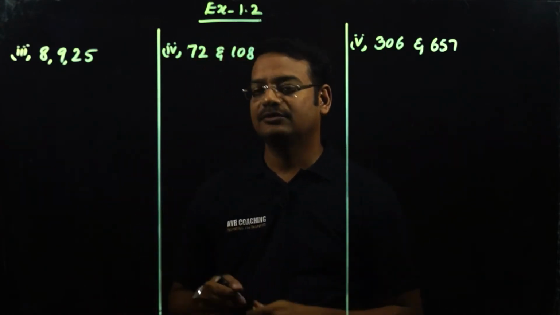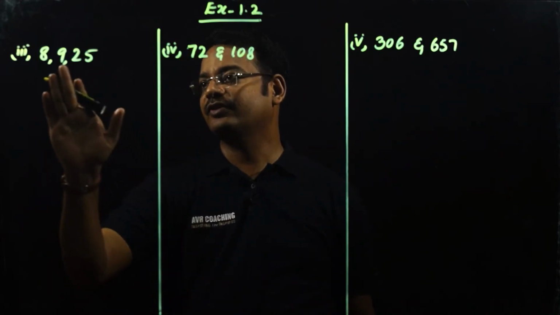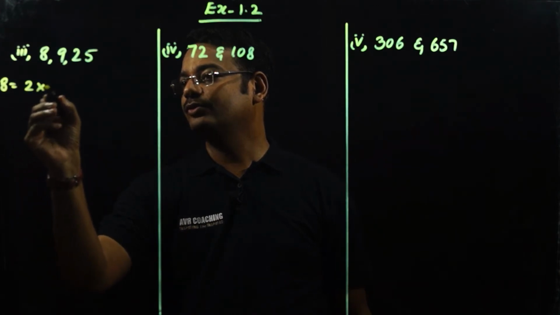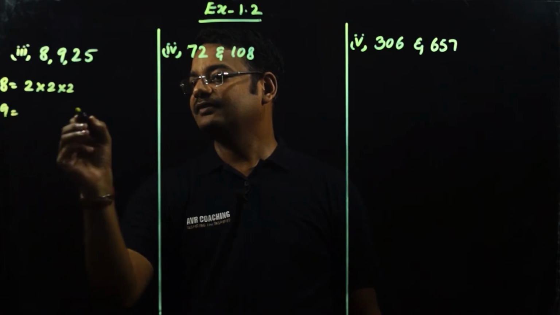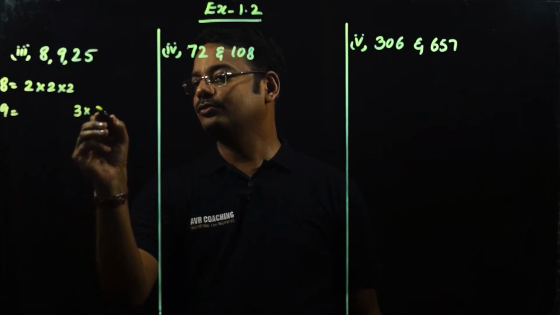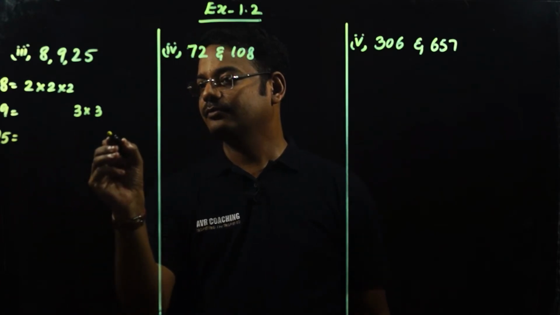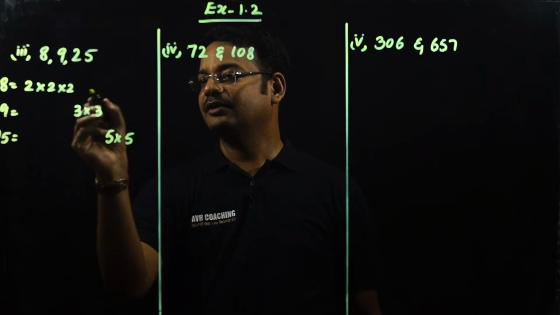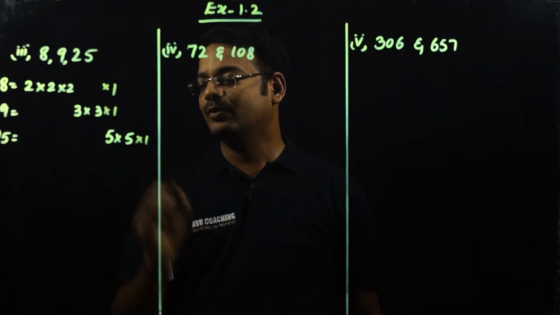So in the third problem, third bit, we need to find the HCF and LCM of 8, 9, 25. So 8 can be written as 2 into 2 into 2. 9 can be written as 3 into 3. 25 can be written as 5 into 5. And it will have 1, 1 and 1.